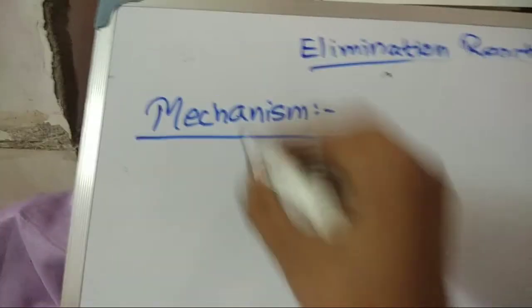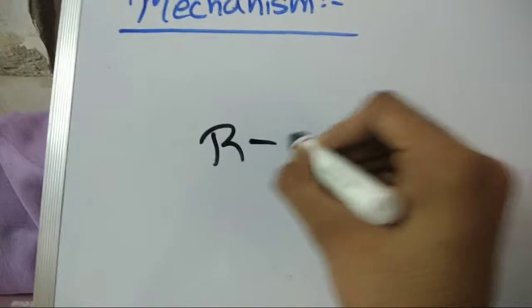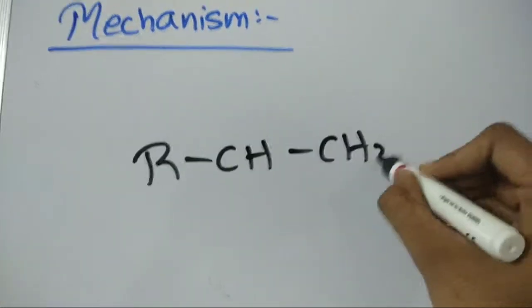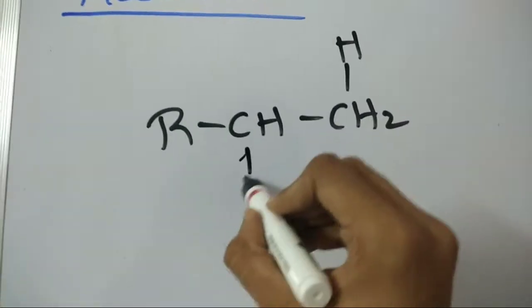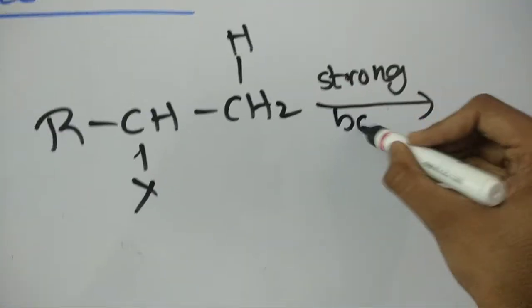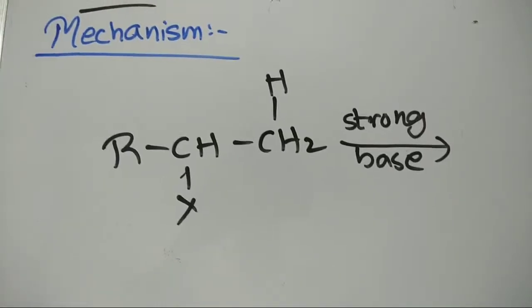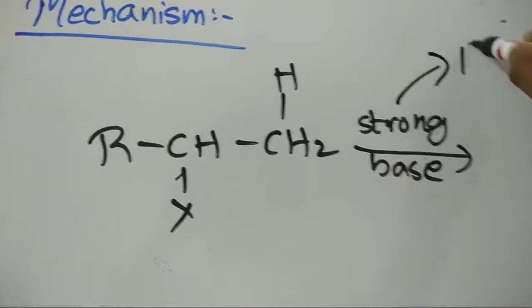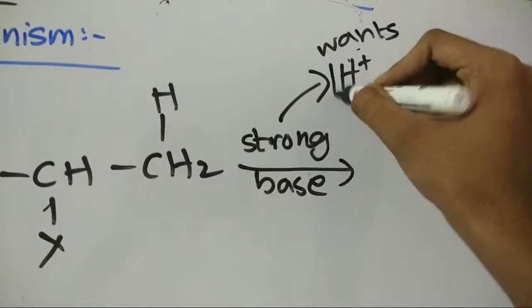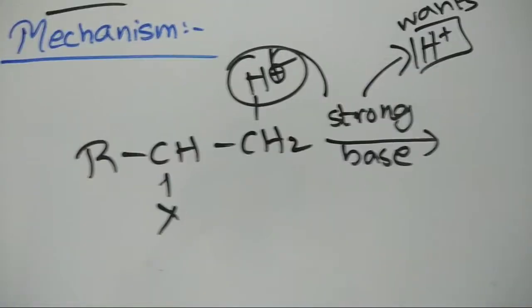Let us see the mechanism. We have learned all the characteristics of E2 reaction. Let us see the mechanism of E2 reaction. Suppose I consider here H, CH2, H, X. Now I told you for E2 a strong base is always applied. When a strong base is applied, it will always want H plus. So this one will attack this one and take this one.